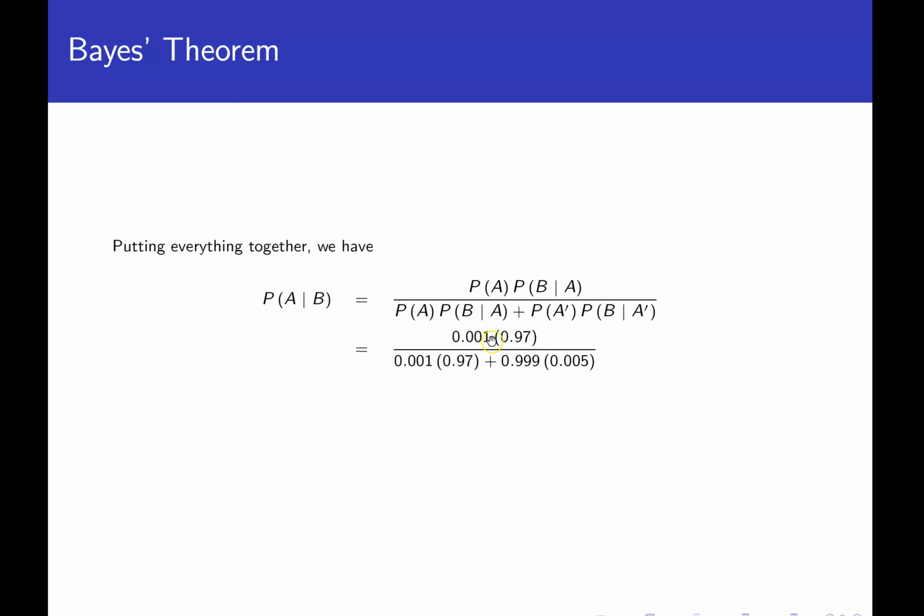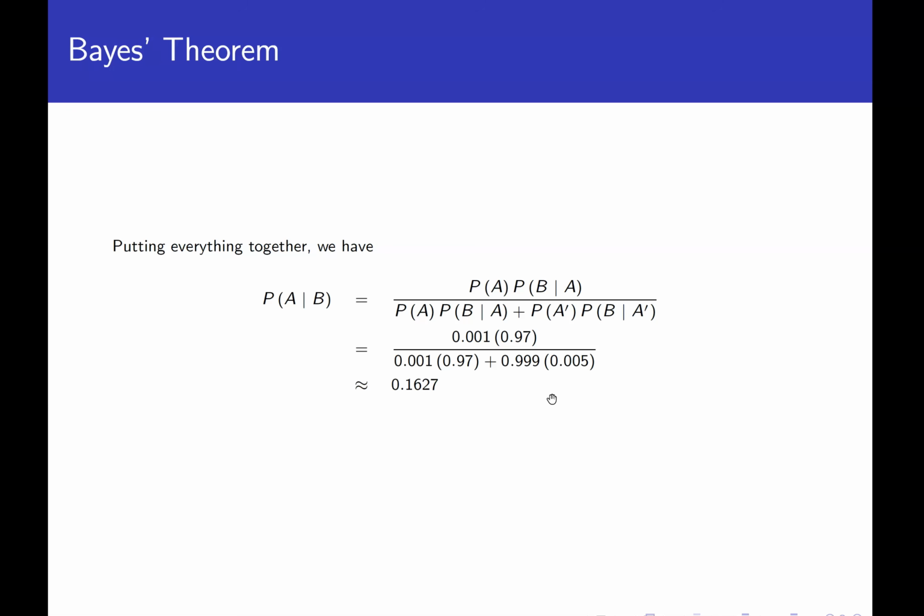Probability of A, 0.001. Probability of B given A, 0.97. Same expression here in that first part of our denominator. Second part, probability that you do not have the condition is 0.999. Probability of a false positive, that's what this is, right? You do not have the condition, but you tested positive, 0.005. Remember, the test was accurate 99.5% of the time if you don't have the condition. Simplify that, you get 0.1627.